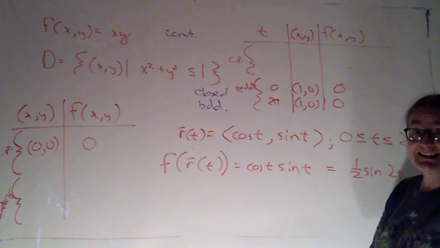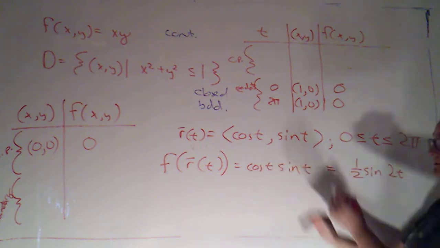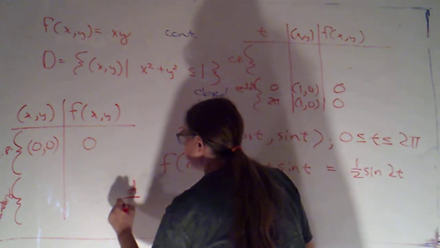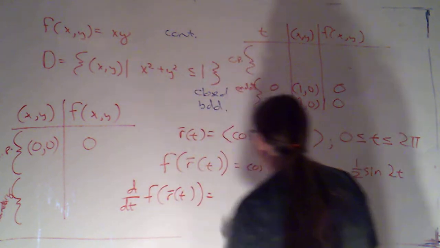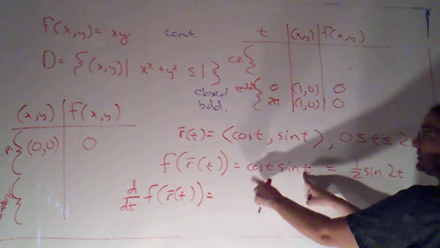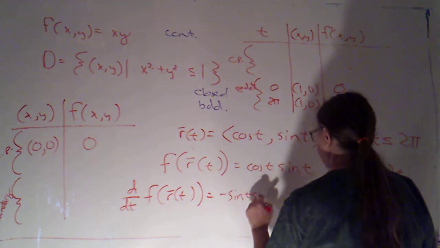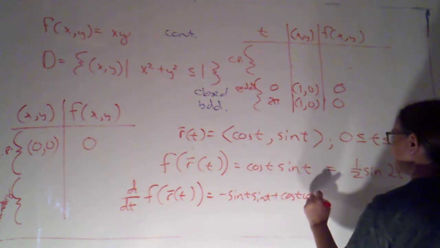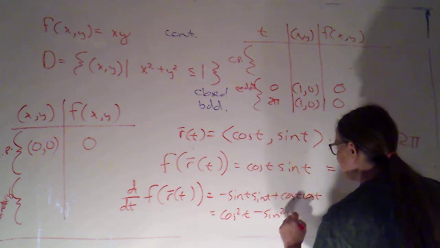Now that means I need to take a derivative. I need to make sure that I'm working with this function of one variable. I'm not taking the derivative of my vector function. I've plugged it into f. So the derivative with respect to t of f of r of t. Now if I work with it this way, I'm going to be using the product rule. So I would be getting the derivative of sine is negative sine t times sine t plus cosine t times the derivative of sine, which is cosine of t. I'd be getting cosine squared t minus sine squared t.